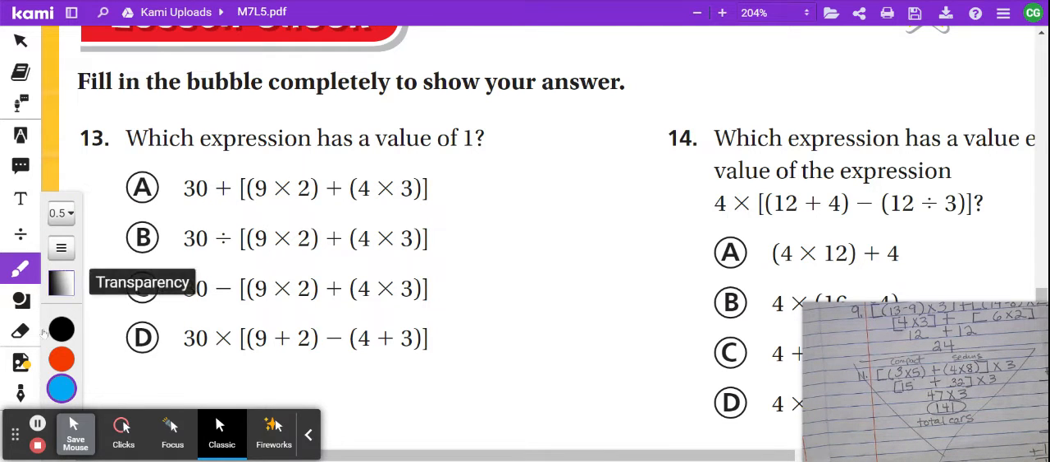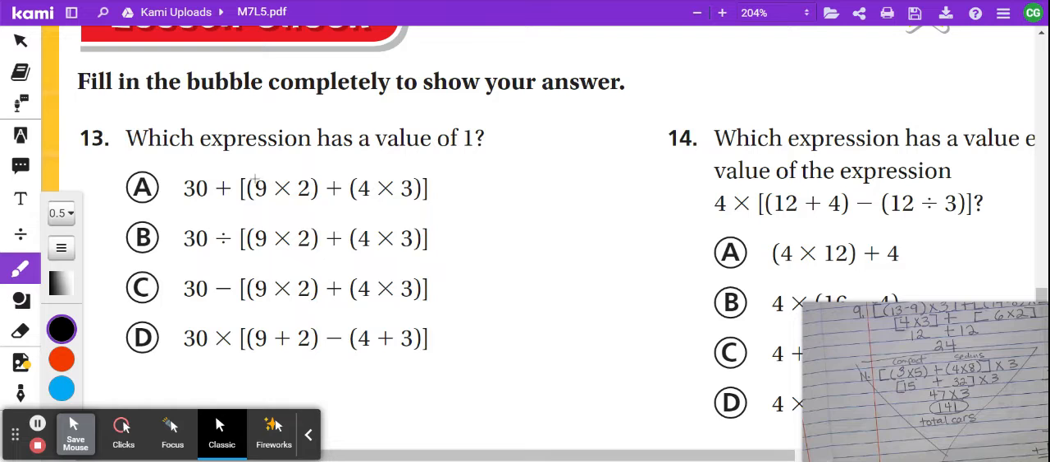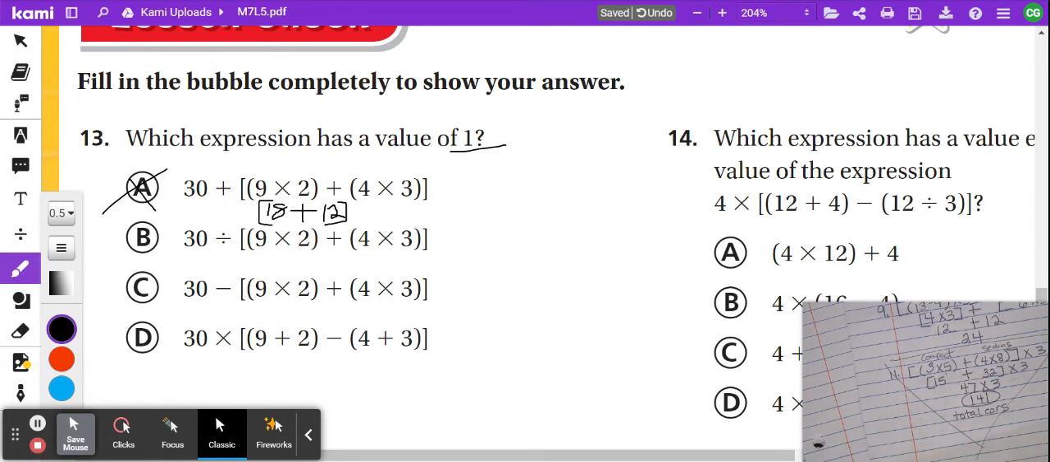All right, I have to do everything in the parentheses. So 9 times 2 equals 18. 18 plus 12. I'm going to close my brackets. Am I going to get a value of 1? Is this going to equal 1? No, I can already see that's not going to happen, right? Can you see that too? All right, so I know that doesn't work.